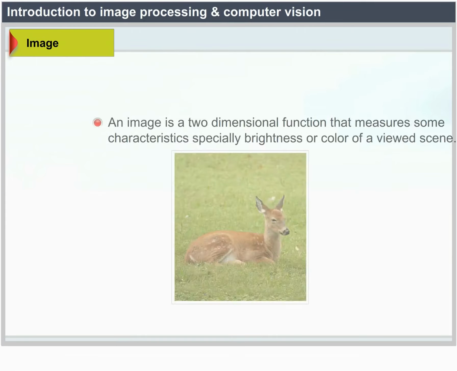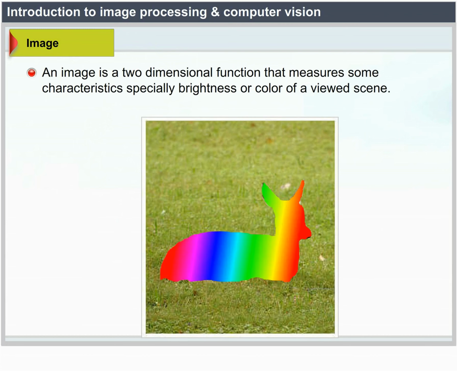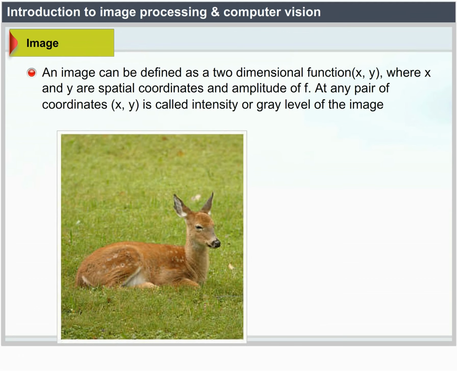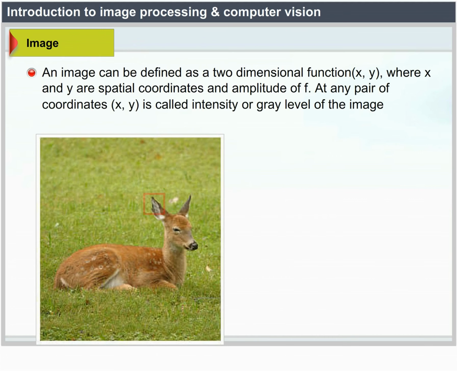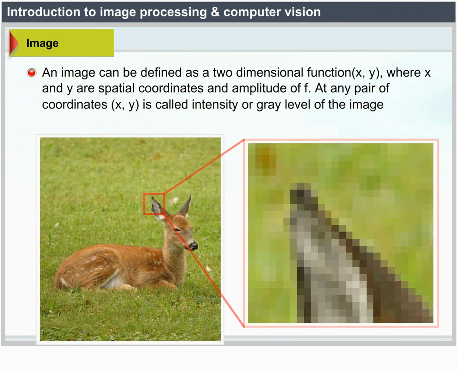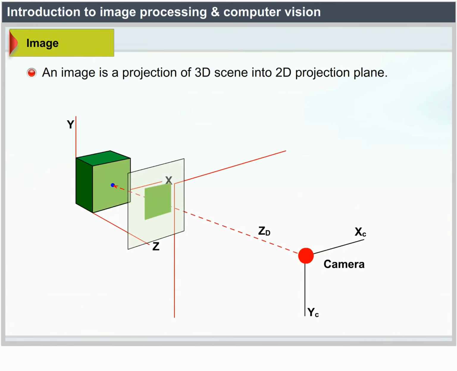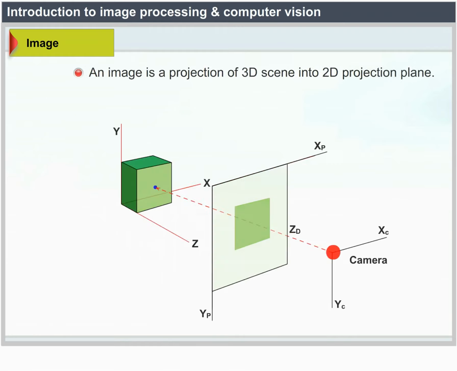Image. An image is a two-dimensional function that measures some characteristics such as brightness or color of a viewed scene. An image can be defined as a two-dimensional function f(x, y), where x and y are spatial coordinates and amplitude f at any pair of coordinates x, y is called intensity or gray level of the image at that point. An image is a projection of a 3D scene into a 2D projection plane.